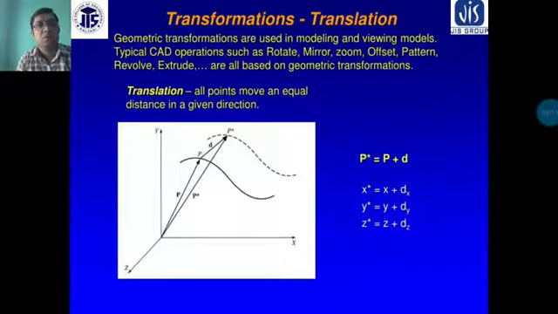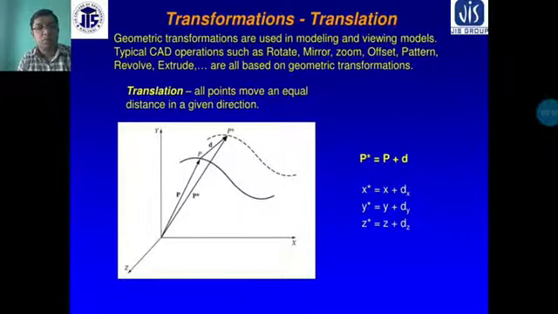You can see the transformations, the translation, which comes during the mass properties calculations. Geometric transformations are used in modeling and viewing models in CAD operations such as rotate, mirror, zoom, offset, patterns and reverse extrude, which are based on geometric transformations. In translation, all points move an equal distance, given in a direction.